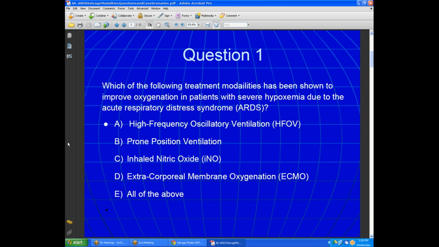Right. So we used to just do it on the actual pressure flow curve, with constant flow ventilation, so on volume control.